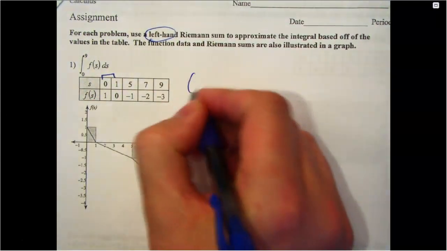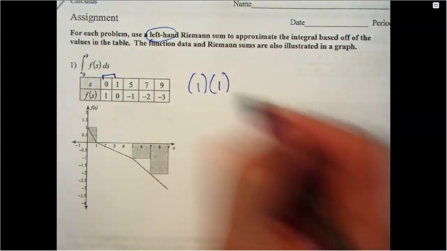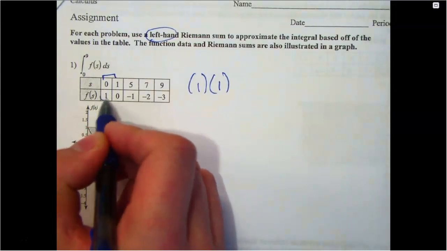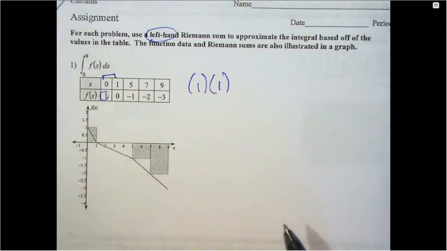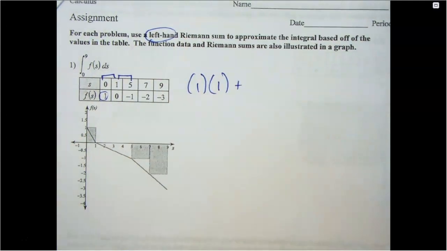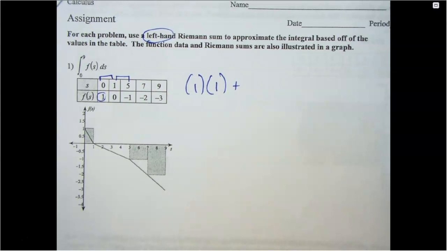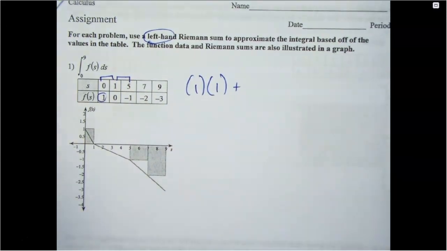So what's my first base? 1. And then what's the left hand y value? 1. So it's this base and then this left hand value. Plus, but then what's my next base? How far apart are 1 and 5? 4.